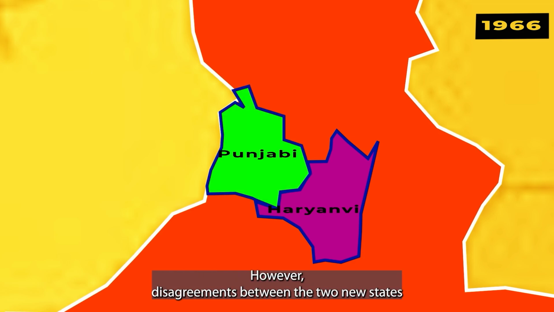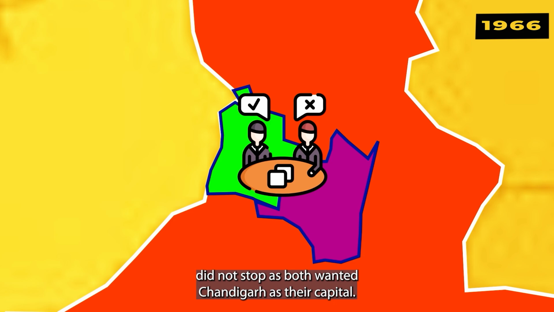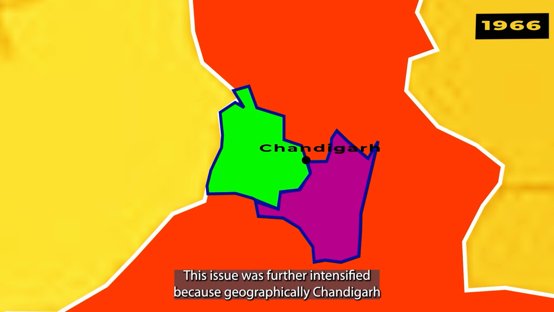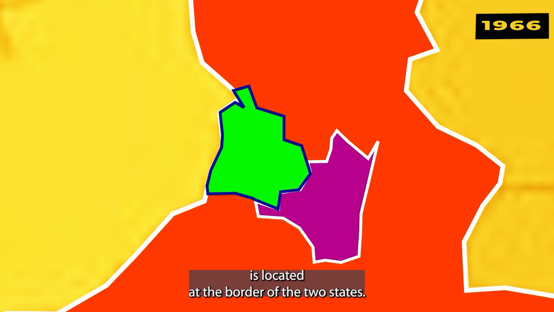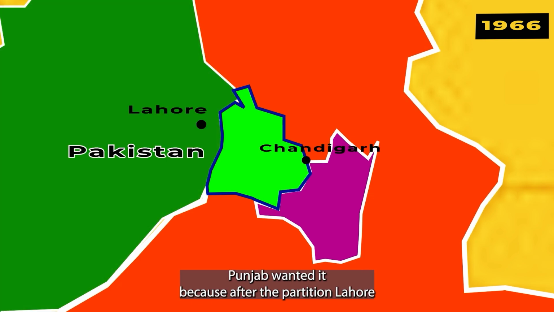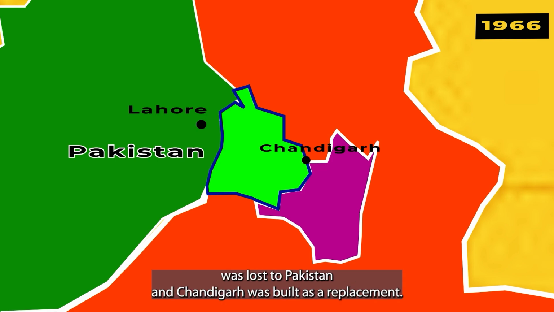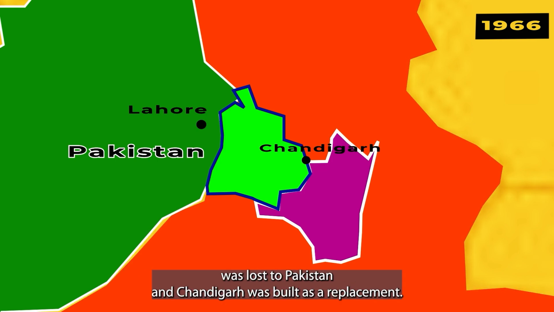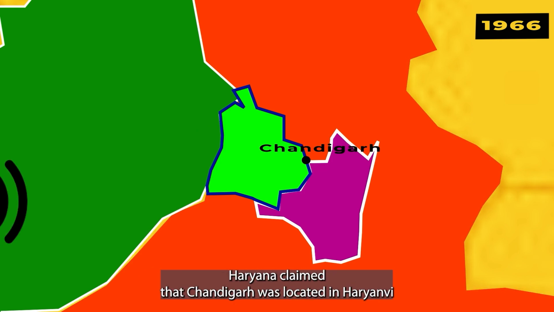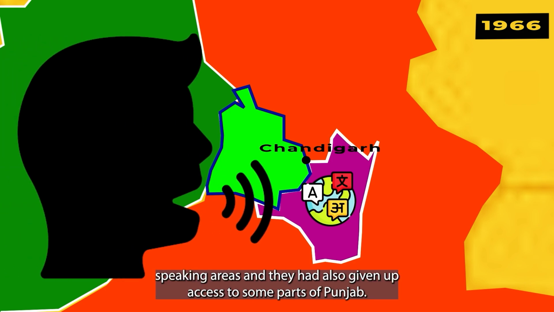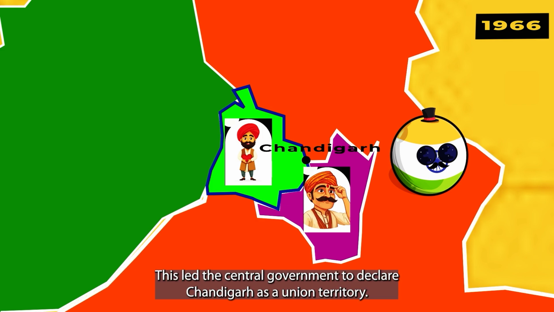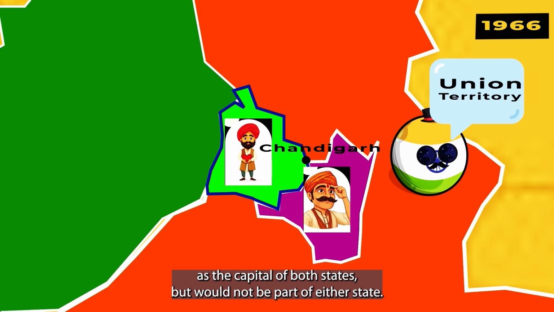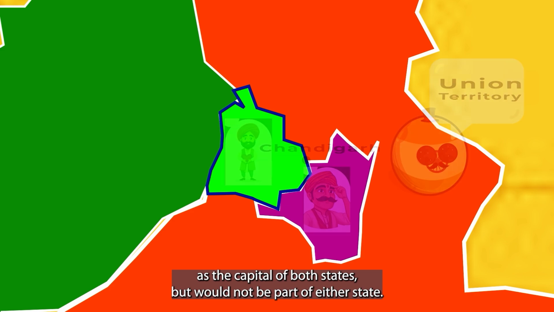However, disagreements between the two new states did not stop, as both wanted Chandigarh as their capital. This issue was further intensified because geographically, Chandigarh is located at the border of the two states. Punjab wanted it because, after the partition, Lahore was lost to Pakistan, and Chandigarh was built as a replacement. Haryana claimed that Chandigarh was located in Haryanvi-speaking areas, and they had also given up access to some parts of Punjab. This led the central government to declare Chandigarh a union territory. It would serve as the capital of both states but would not be part of either state.